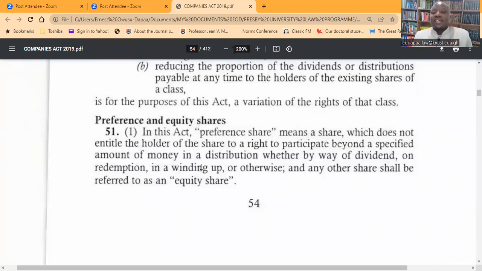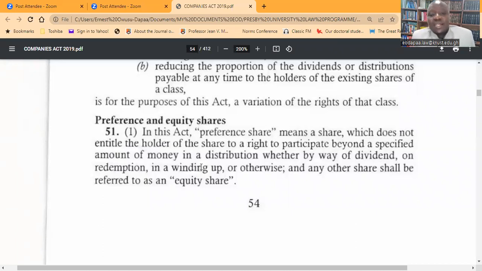Redemption of shares simply means that when the time agreed upon within which the shareholder may return his shares to the company and get his money back, when that has, for example, become due or as a right, then within appropriate circumstances, the company may allow the shares to be redeemed so that the shareholder can get his money back, the company will take the shares, and so on and so forth.